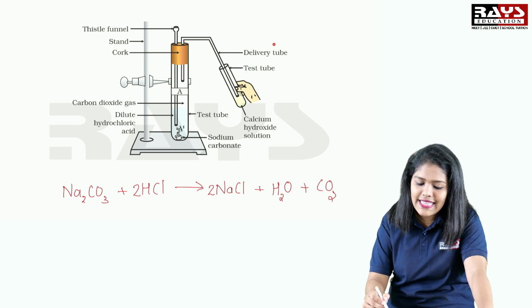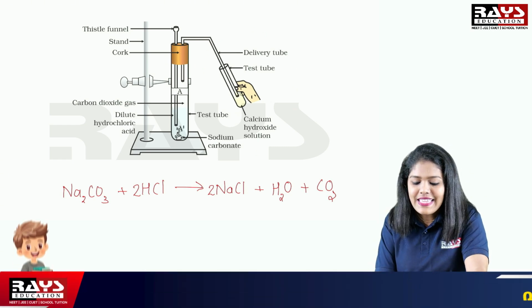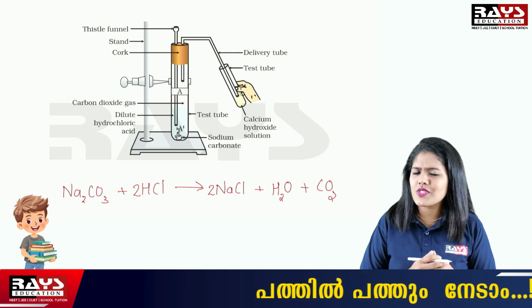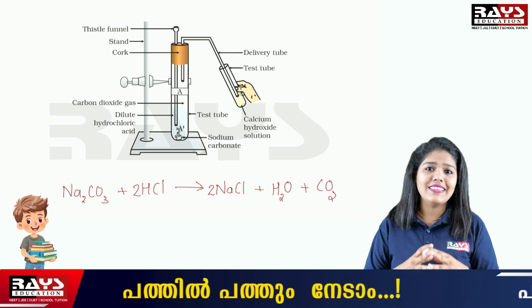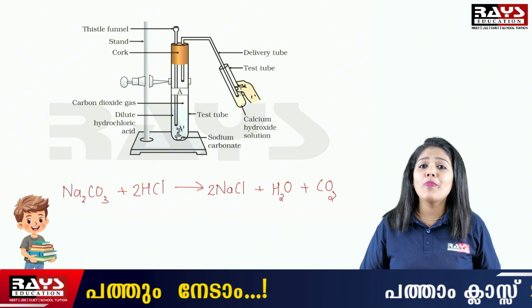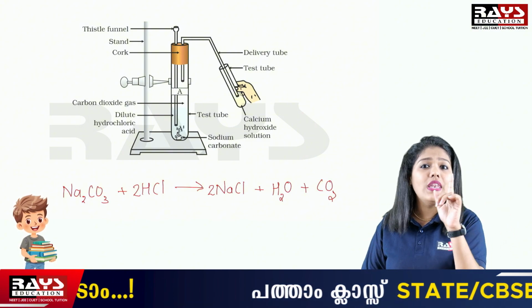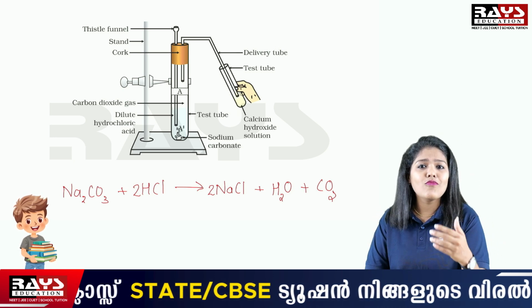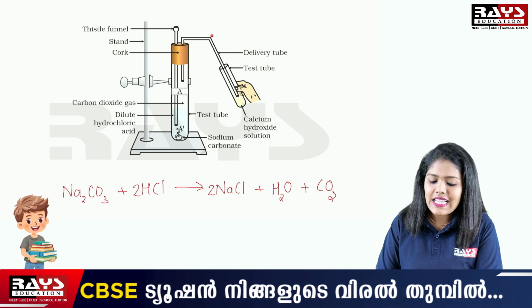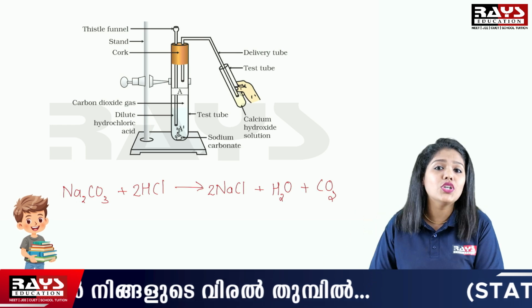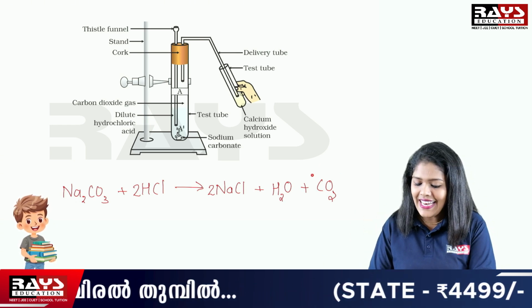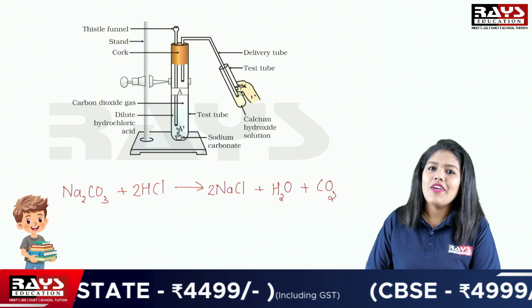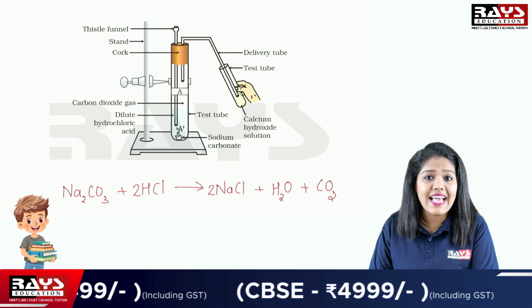Now here you can see that we are passing this carbon dioxide gas through calcium hydroxide solution. Why are we passing this carbon dioxide gas through calcium hydroxide solution? We need to confirm that the produced gas is carbon dioxide gas. The property of carbon dioxide gas is that when we pass it through lime water, which is also known as calcium hydroxide solution, it will turn the lime water into a milky precipitate. Hence we can say that the gas produced is carbon dioxide gas itself. When metal carbonate reacts with acid, carbon dioxide gas is produced.